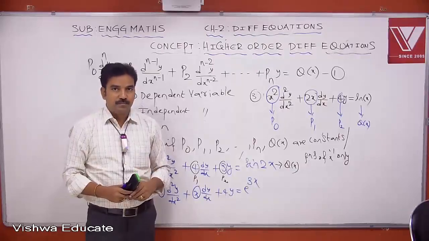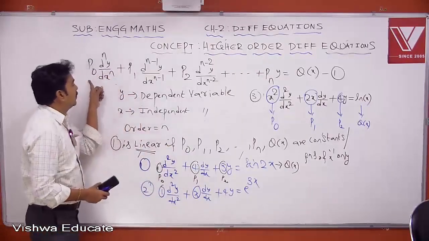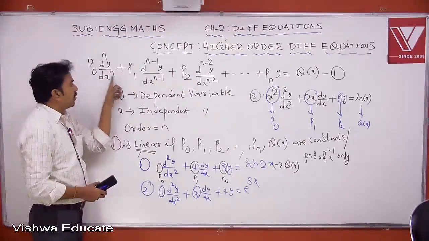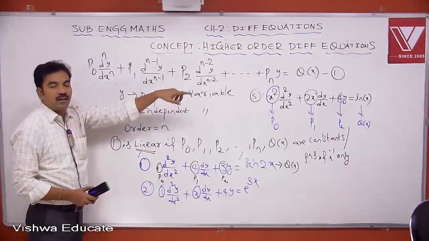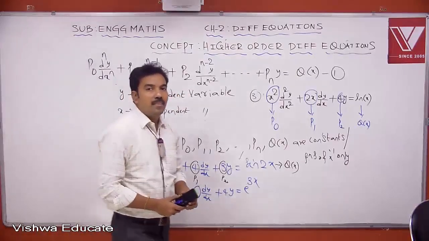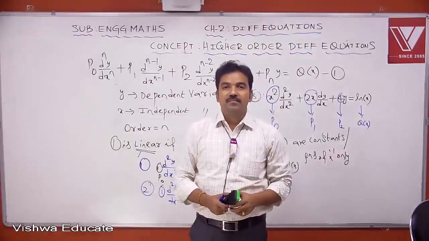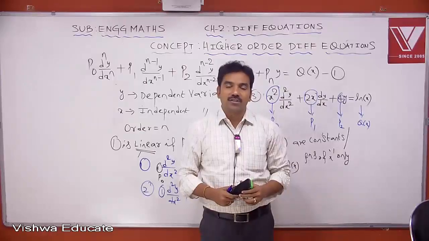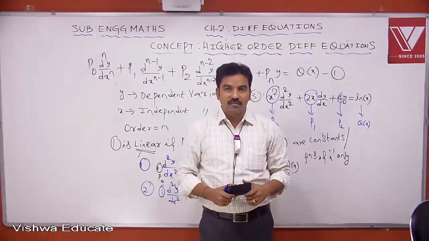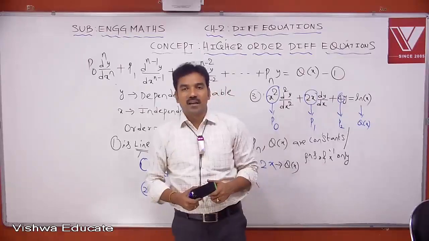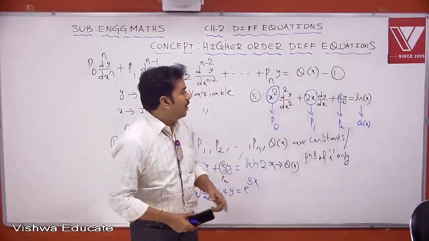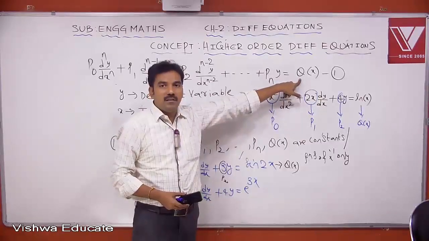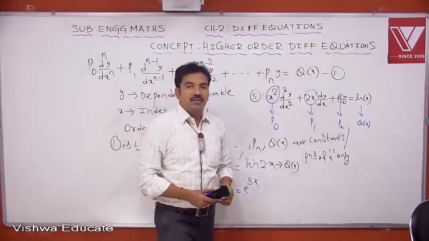Next note, if P0, P1, P2 and so on, Pn are constants, and q of x is either a constant or a function of x only, then equation 1 is called an nth order linear equation with constant coefficients.